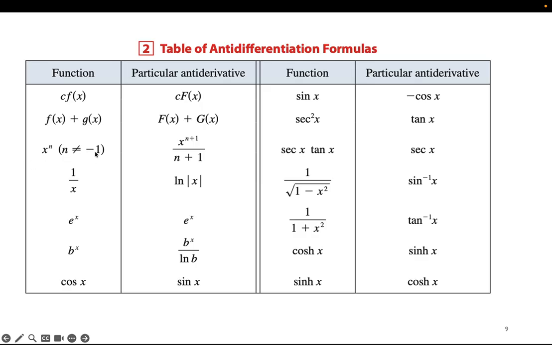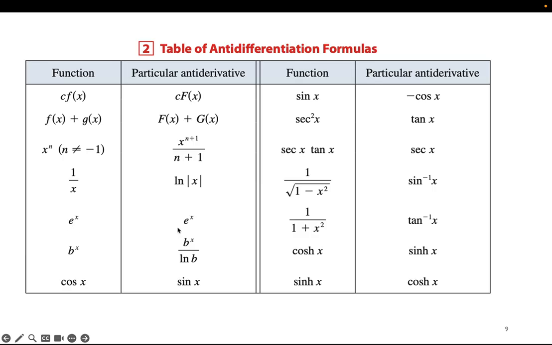Notice when n is negative 1, you cannot do this because if you add 1 to negative 1 and then divide by it, you're dividing by 0. So this rule doesn't work for the case where the power is negative 1. But we already knew that because when the power is negative 1, that's the same thing as x to the negative 1, which is 1 over x. And we saw the early example that the most general antiderivative is ln of absolute value of x.